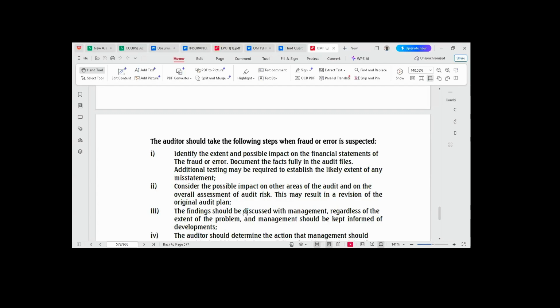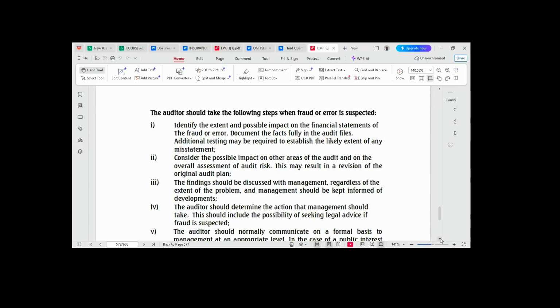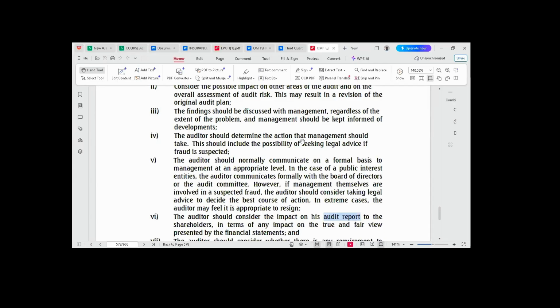Then the findings should be discussed with the management, regardless of the extent of the problem, and the management should be kept informed of developments. Next, the auditor should determine the actions that management should take. That should include the possibility of seeking legal advice if the fraud is suspected. The auditor should normally communicate on a formal basis. And if the management is unable to resolve it, the auditor should communicate formally to management at an appropriate level.